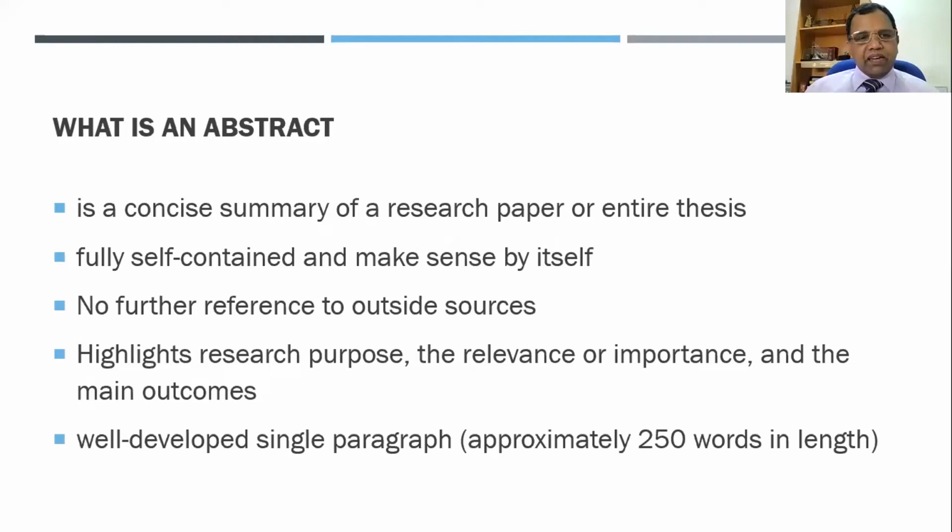And it should be fully self-contained, and it should make sense by itself. Only that abstract, only that part of these 300 words should make sense. And it should not give any reference to outside sources, anything like that. That's why it says fully contained. And then it highlights the research purpose and the relevance or importance of that particular topic and the main outcomes. When you say main outcome, it is commonly, but not necessarily, the outcomes in certain cases, which I will explain later. And it should be a well-developed single paragraph, approximately 250 to 300 words.